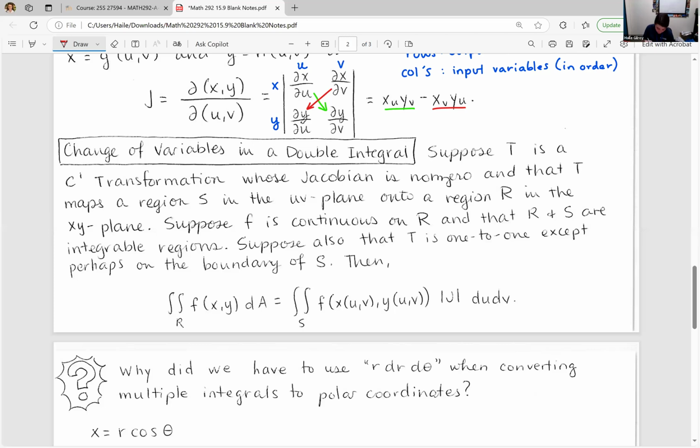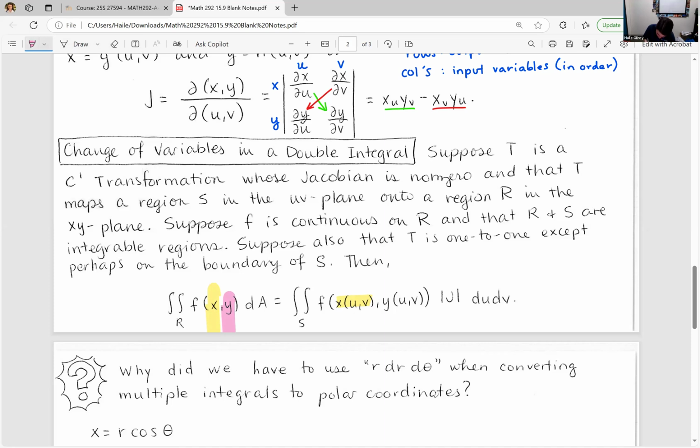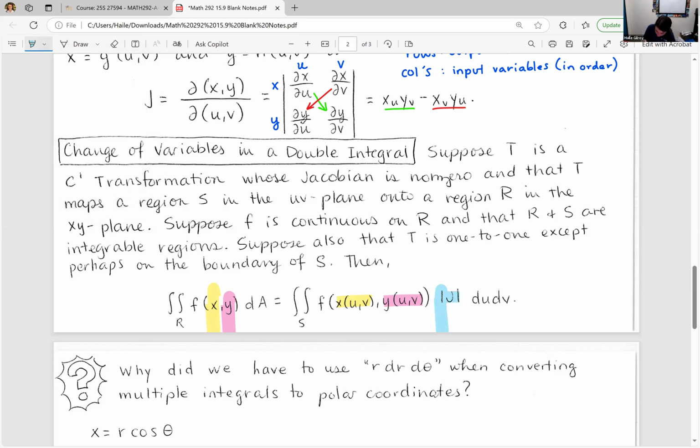v. Okay, so look at this here. So we've got x, and we've got x of u, v. We've got y, and we've got y of u, v. And then we're multiplying by this quantity, the magnitude, or the absolute value, depending on how many variables you're in, of that Jacobian J.